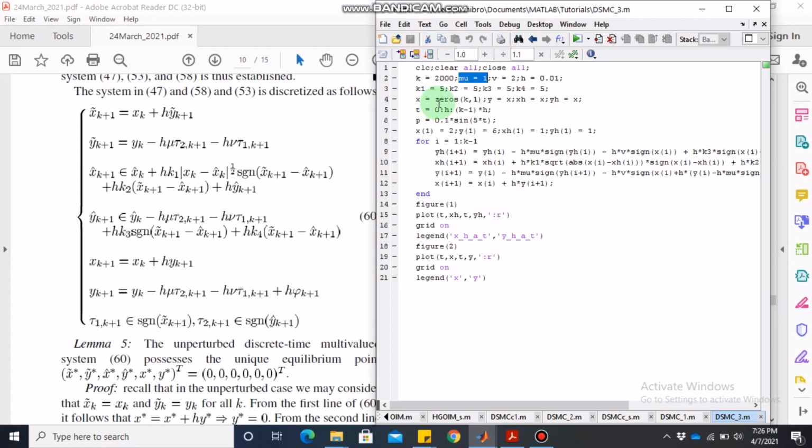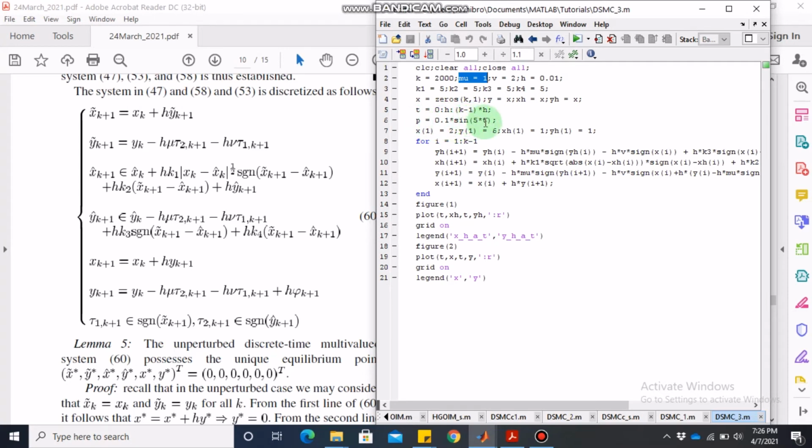And this is the initialization of the variables x, y, x hat, y hat, and x tilde, y tilde I do not define in the code. I just use their equations instead of using the variable names. So p is equal to 0.1 sine omega t, where omega is 5.